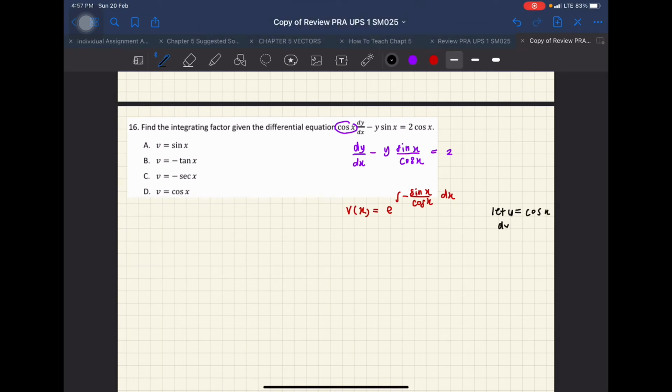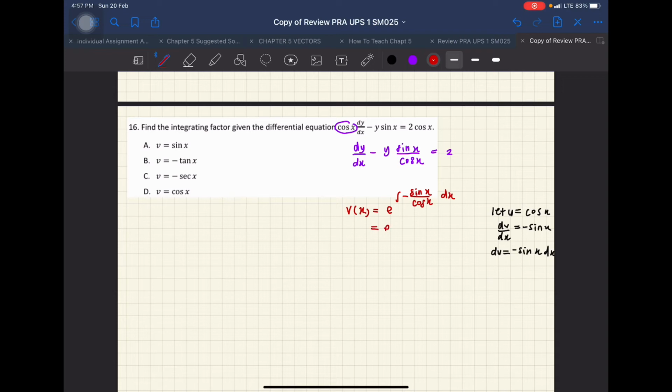So my du dx is equal to negative sin x. Okay, so saya nak dapatkan negative sin x dx. So saya akan pindahkan dx to the right hand side. So I will get du equal to negative sin x dx, like that. Okay, so now let's substitute into our Vx.